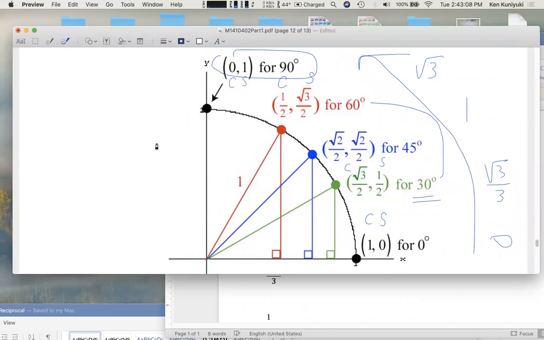Next time, we're going to brave into the other quadrants, 2, 3, and 4, and talk about the related angles in other quadrants. That's next time.